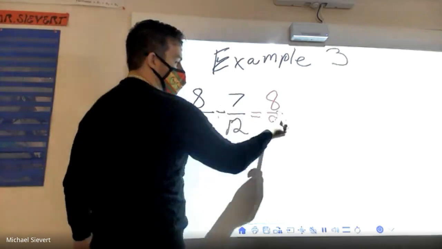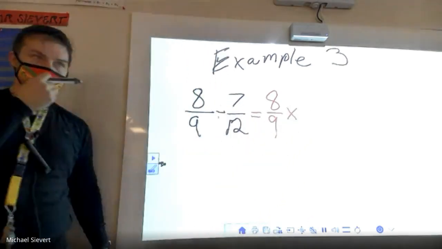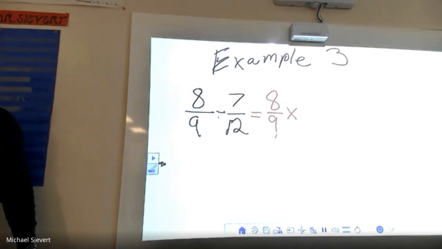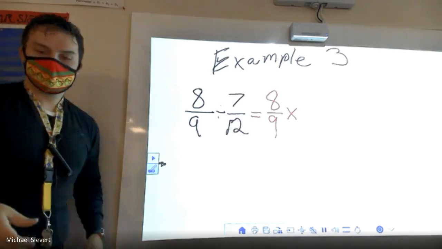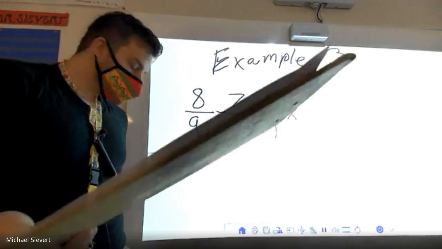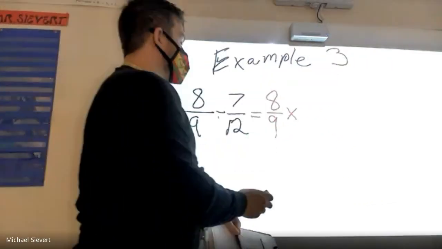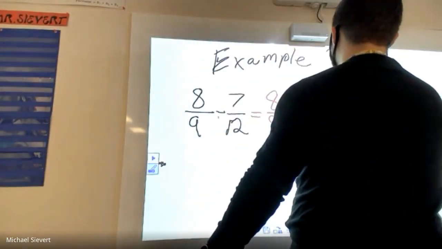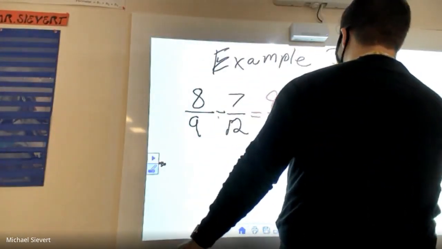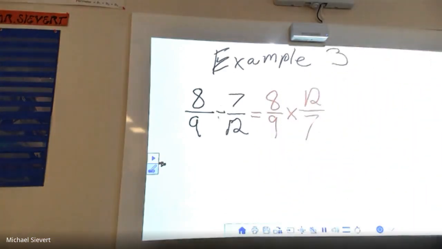Instead of writing division, you're going to write multiply. And then on here, you're going to find the reciprocal, just like Sarah said, flip it and write 12 over 7. So you don't touch the first one, but you flip the other one upside down. So the denominator is on top.